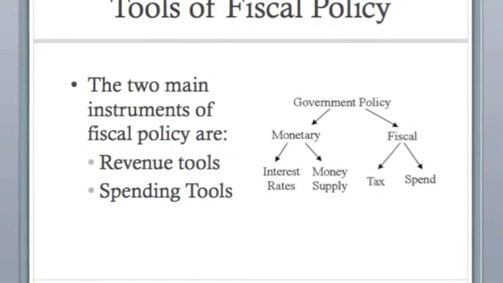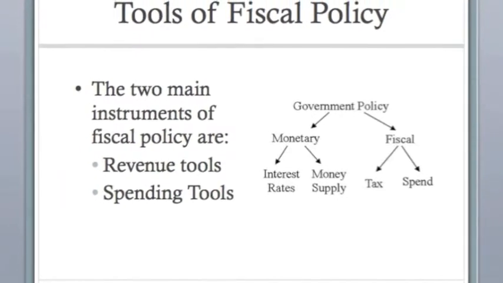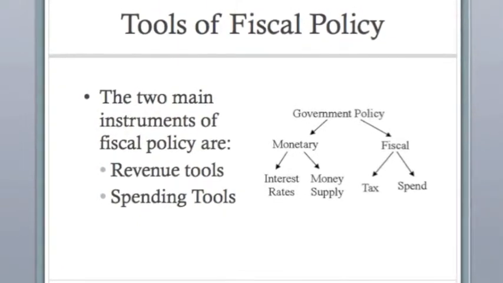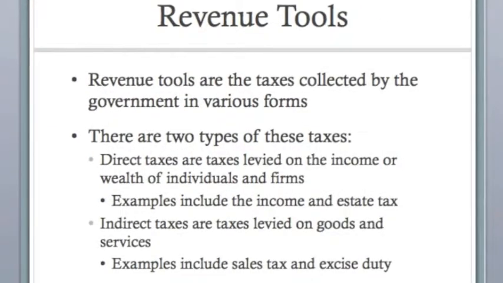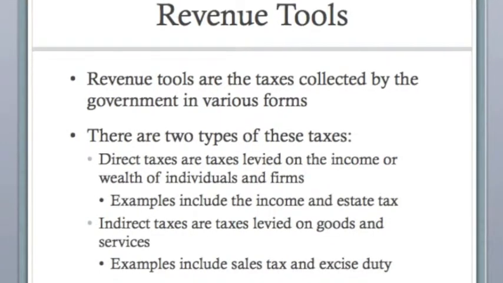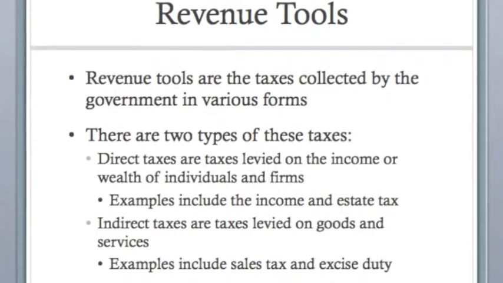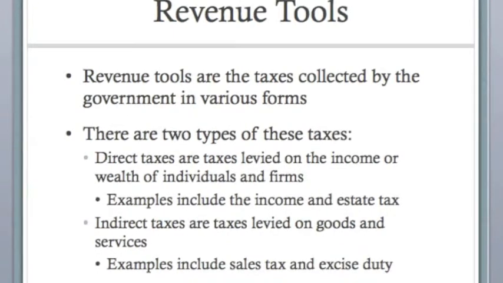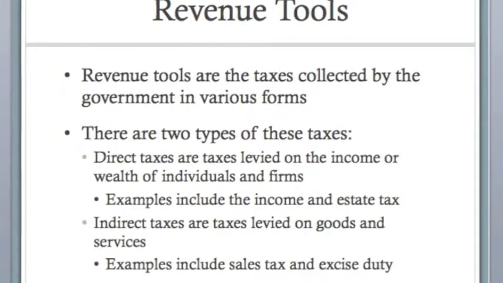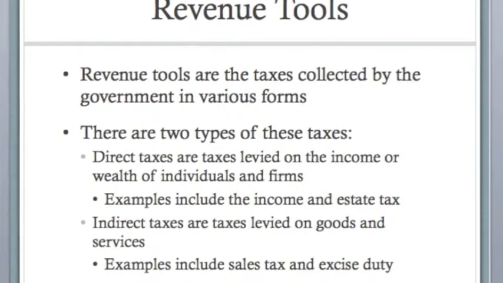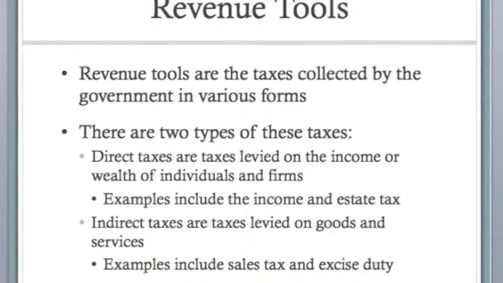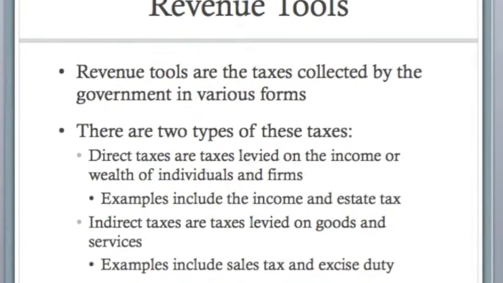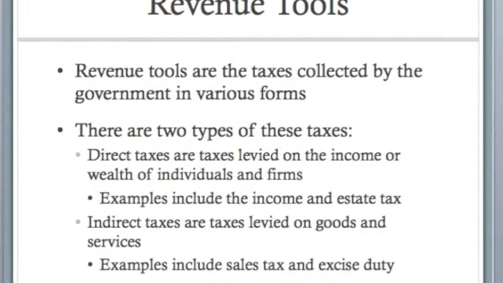Tools of fiscal policy. The two main instruments of fiscal policy are revenue tools and spending tools. Revenue tools. Revenue tools are the taxes collected by the government in various forms. There are two types of these taxes. Direct taxes are taxes levied on the income or wealth of individuals and firms. Examples include the income and estate tax. Indirect taxes are taxes levied on goods and services. Examples include sales tax and excise duties.